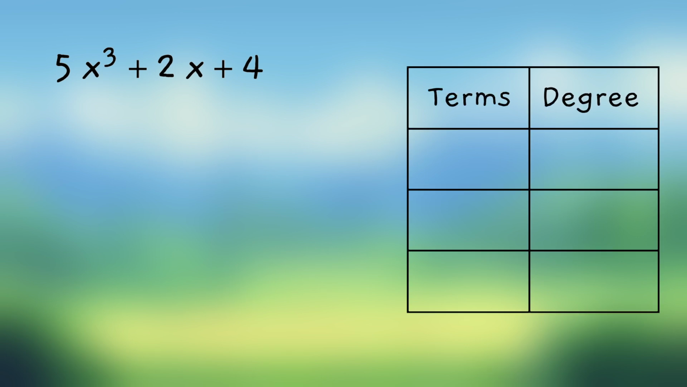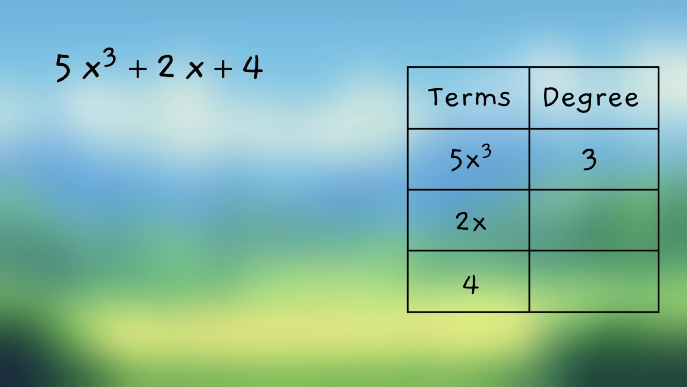So the 3 terms in this polynomial are 5x cubed, 2x, and 4. Remember, each one of these terms is called a monomial. The degree of each term is the exponent of the variable in this case, because there's only one variable. So if you look at the exponent, that's the degree of this monomial. So the first term, 5x cubed, the exponent is 3, so the degree of this term is 3.